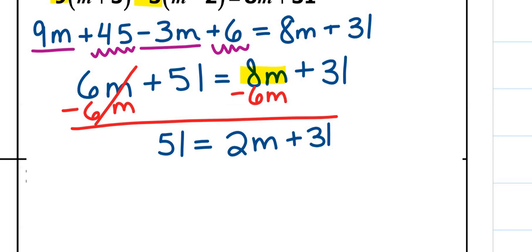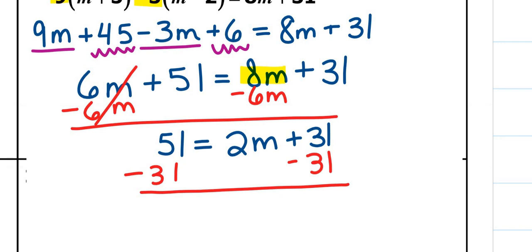Now, I'm going to subtract 31 from both sides because I want to get 2m, the variable, by itself. It's always the goal. This cancels. 51 minus 31 leaves me with 20 equals 2m.